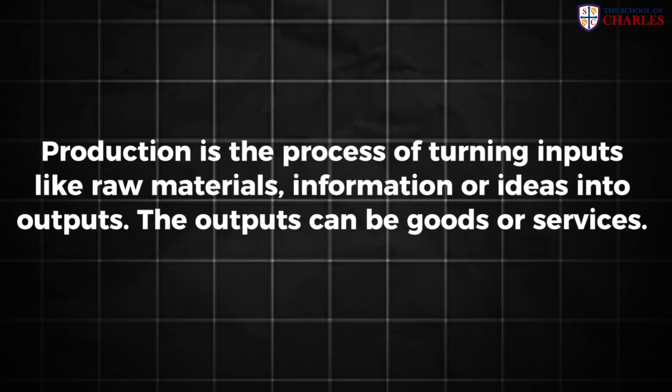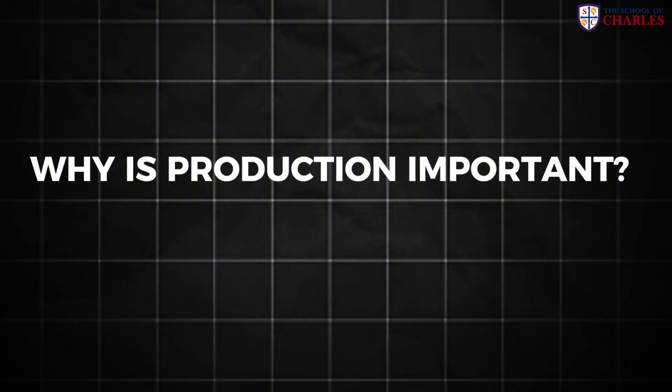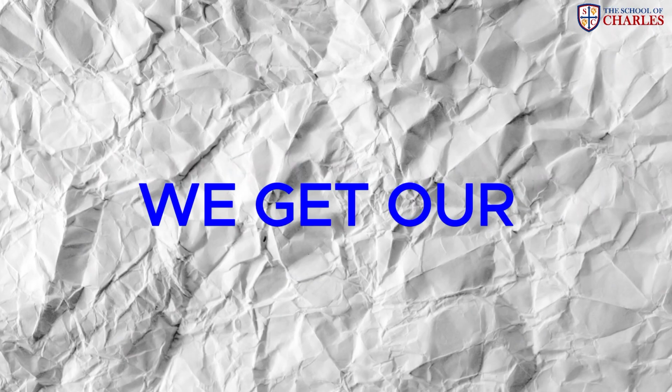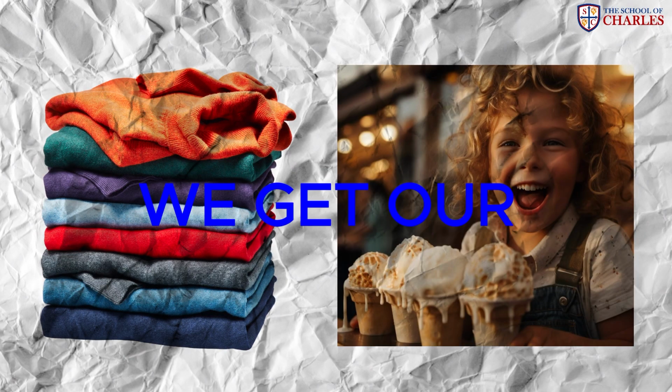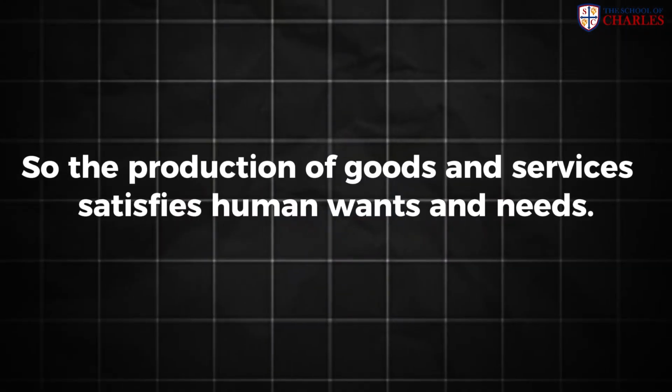Production is the process of turning inputs like raw materials, information, and ideas into outputs. The outputs can be goods or services. So this is the definition that you want to use in the exam if you're asked for the definition of production. So why is production important? When production happens, we get our needs and wants. So the production of goods and services satisfies human wants and needs.